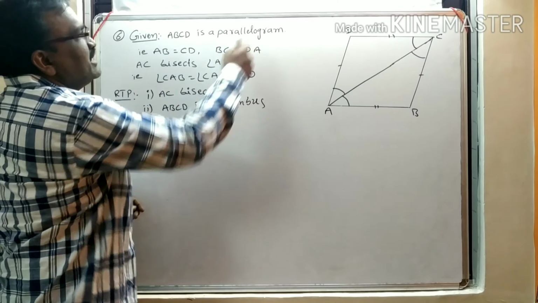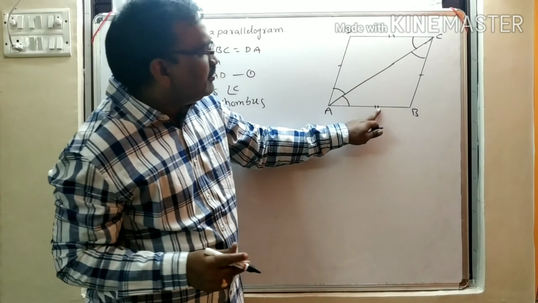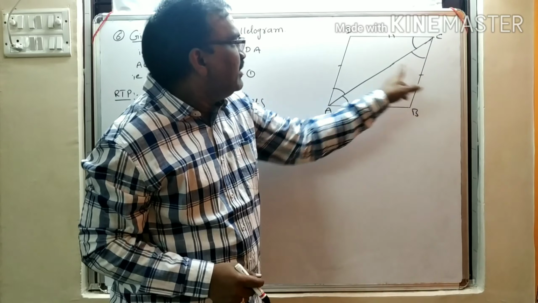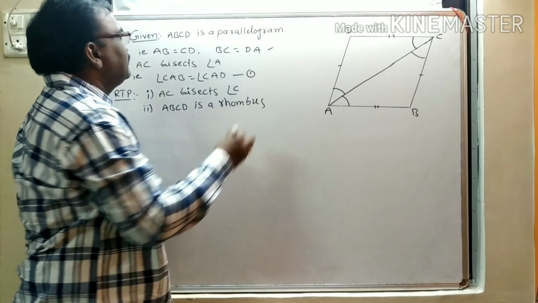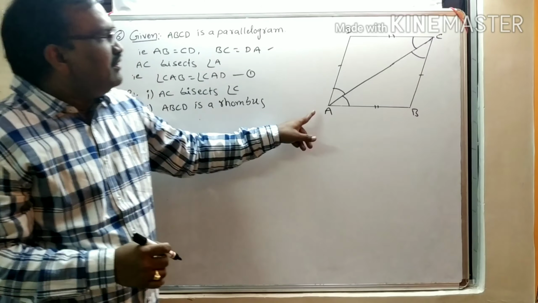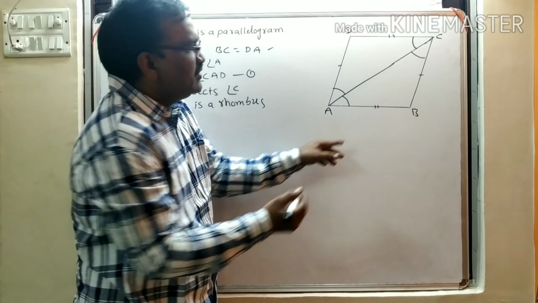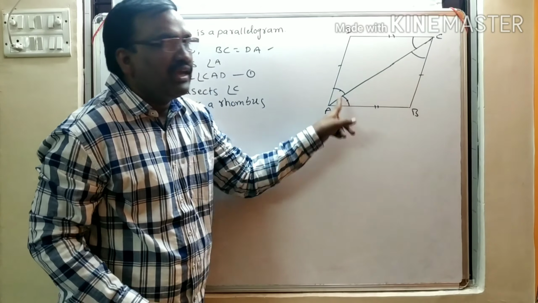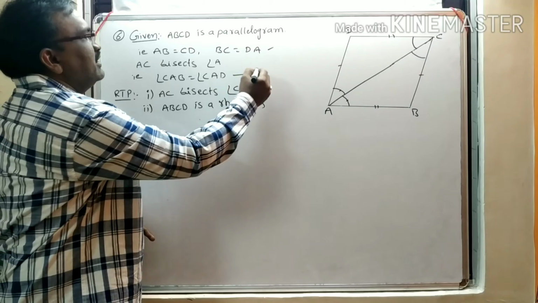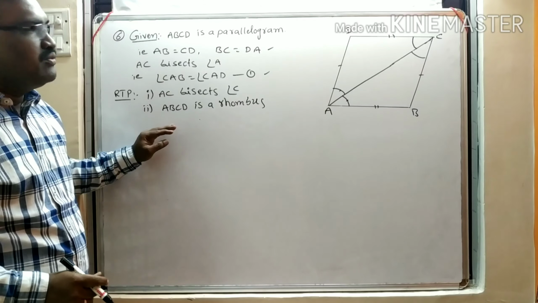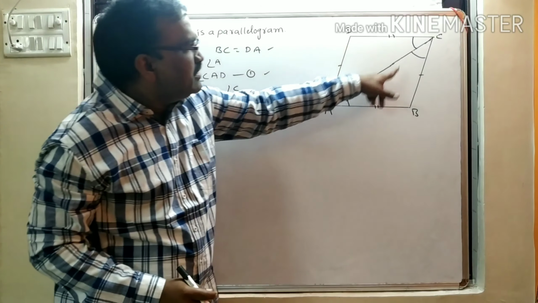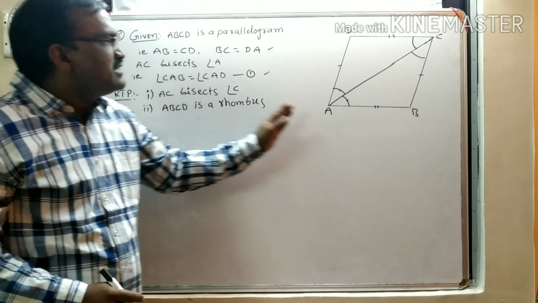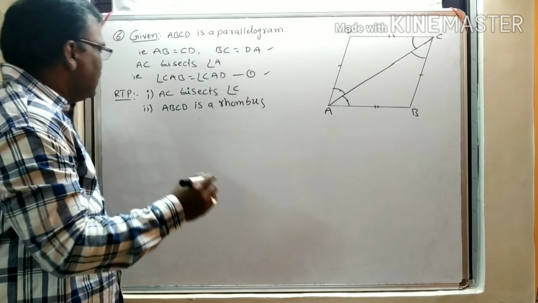So given ABCD is a parallelogram. In a parallelogram opposite sides are equal, so AB is equal to CD and BC is equal to AD. And also given AC bisects angle A, so angle CAB is equal to angle CAD. That is also given. Next, RTP: AC bisects angle C, and second condition, ABCD is a rhombus. See the proof.